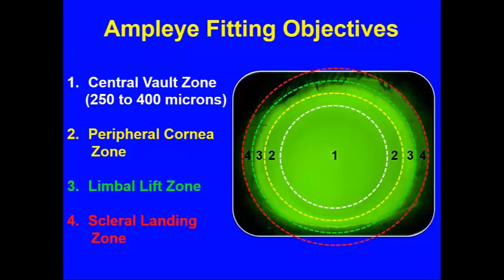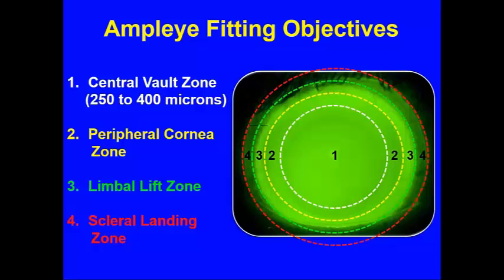These are the 4 zones as seen with fluorescein. As you can see here, the central vault zone does just that. It vaults the central cornea by that 250 to 400 microns. But adjacent to that, in the yellow, we see the peripheral corneal zone. It is important that this area clear as well. And the same can be said for the limbal lift zone.